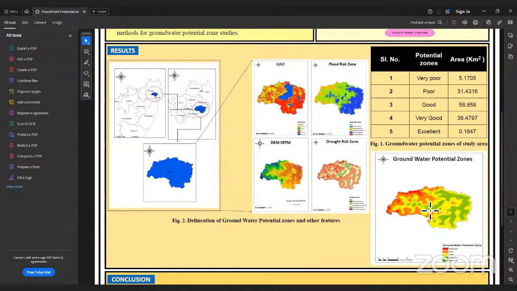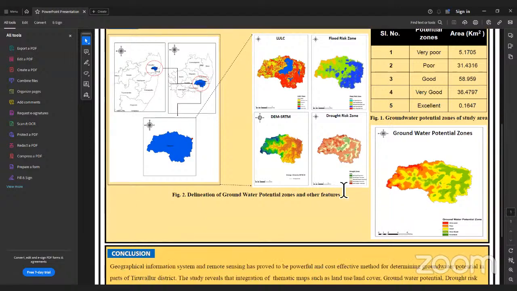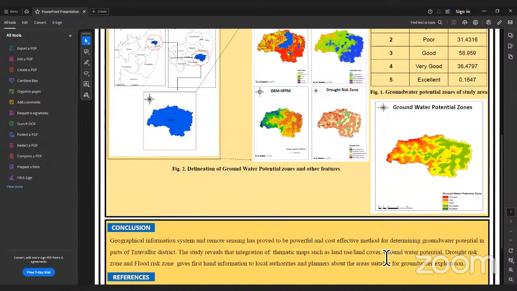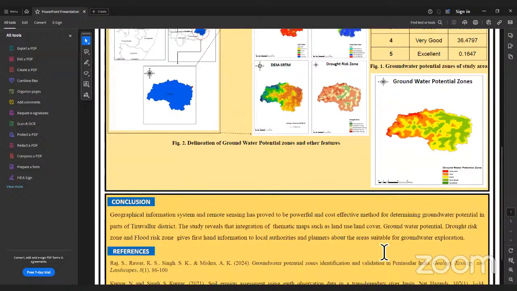Not only did I generate the groundwater potential zones, I also generated the drought risk zones. You can see here, during the summertime we also face drought. This drought may cause some serious effects on agriculture, so those zones were also detected. During the rainy season we will face floods, so the flood risk zones were also generated. And from my conclusion, the excellent groundwater potential zones cover around 0.1647 square kilometers.